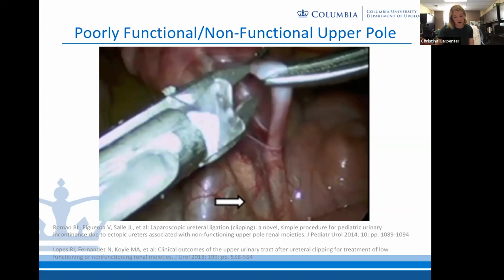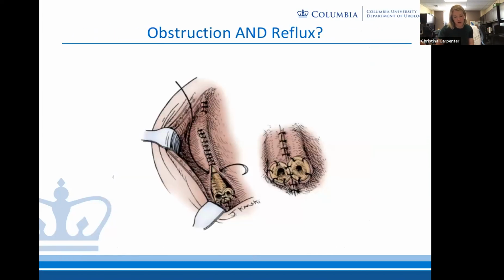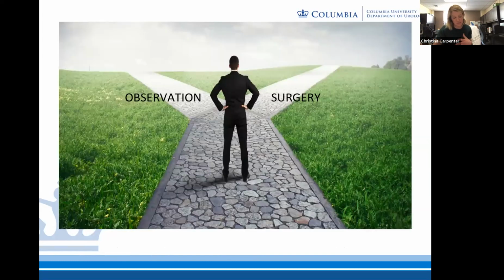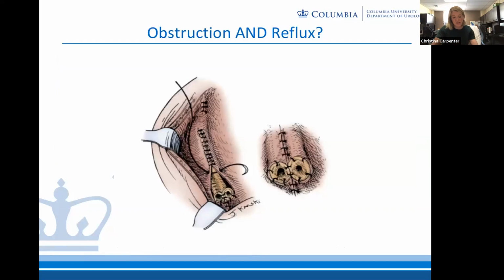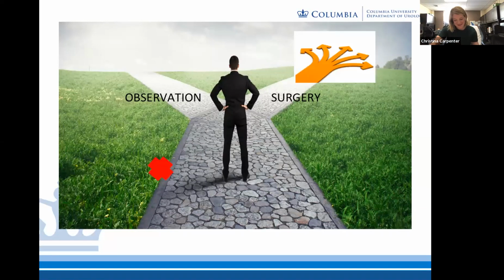So moving on from that, what if there is good parenchyma, but there is reflux into the lower pole? For those patients, a common sheath implantation is a great option because you address both issues at the same time. So the question really isn't whether we should observe or go forward with surgery, but which surgery is appropriate and when?